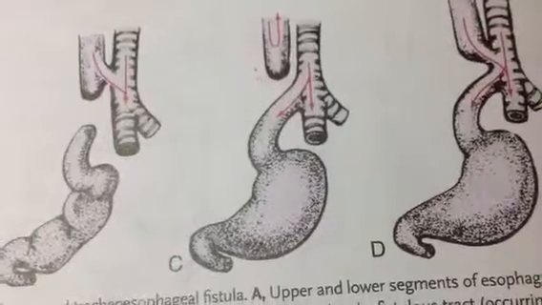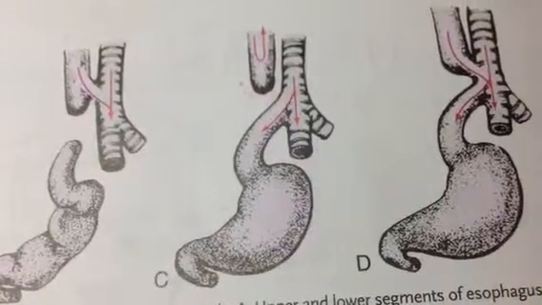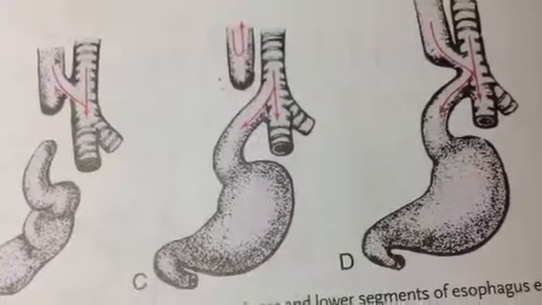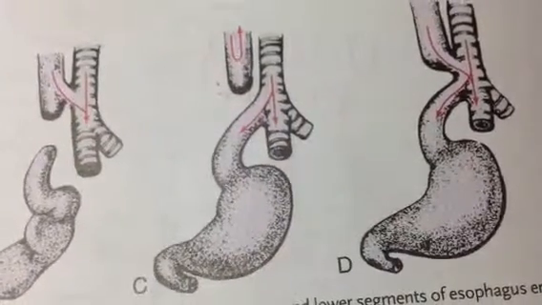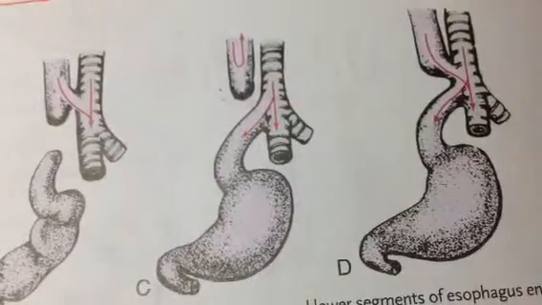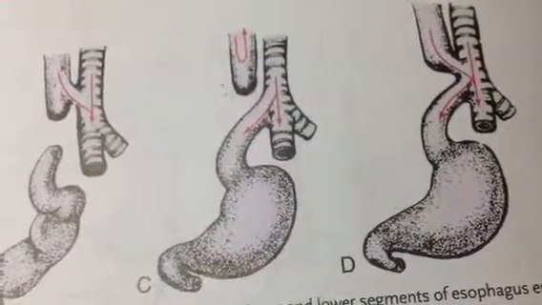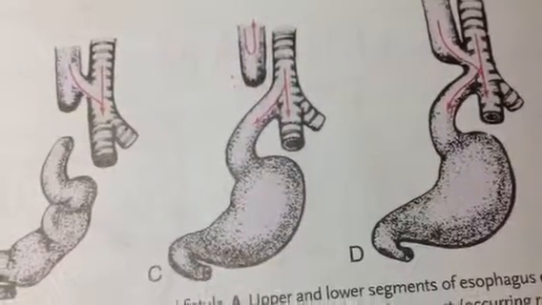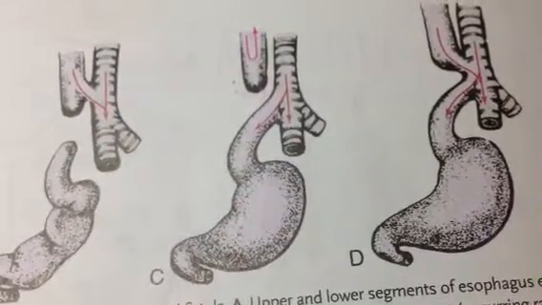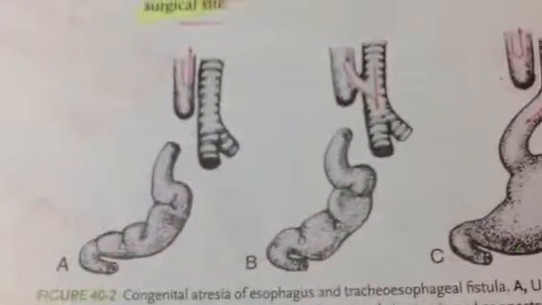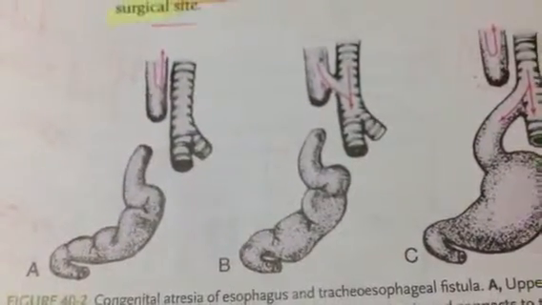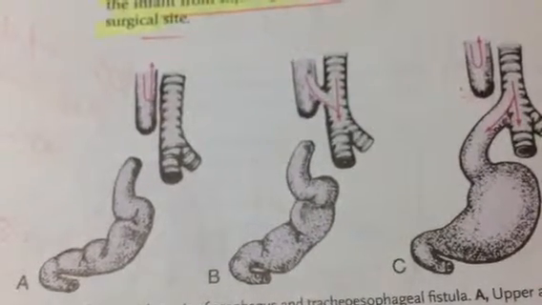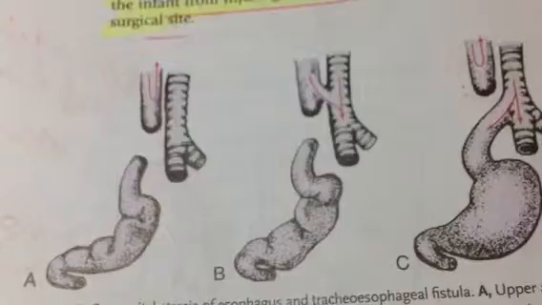Esophageal atresia and tracheoesophageal fistula. Description: the esophagus terminates before it reaches the stomach, ending in a blind pouch, or a fistula is present that forms an unnatural connection with the trachea.